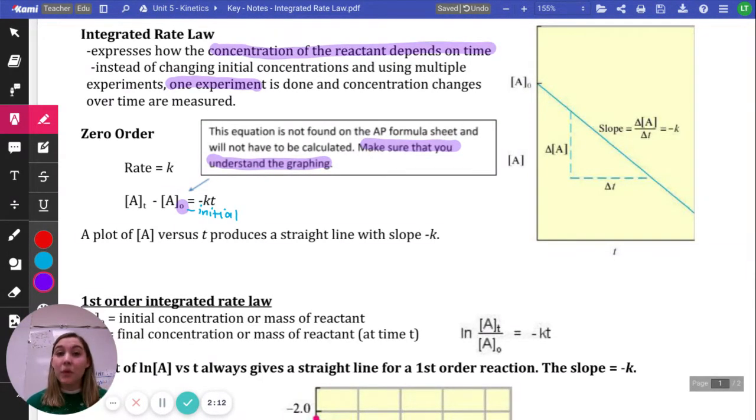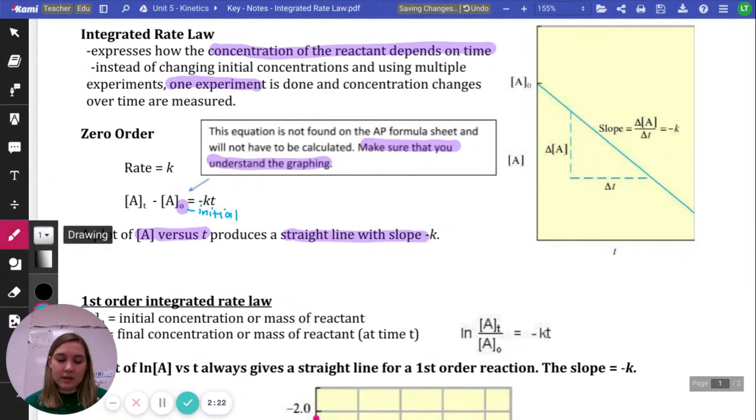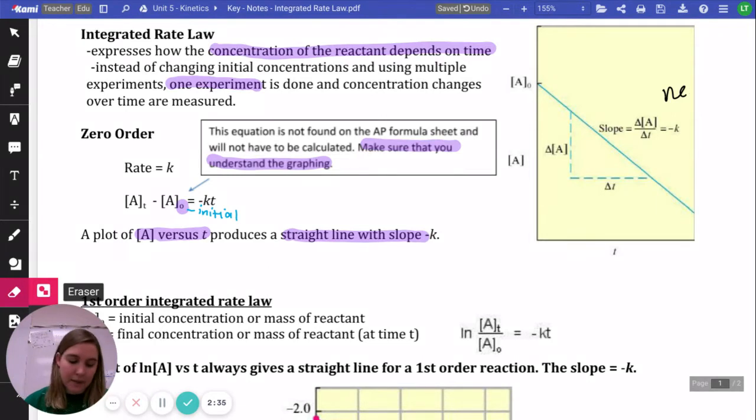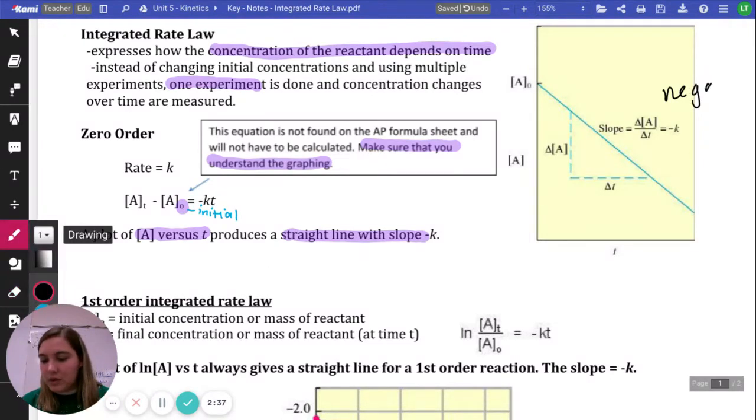So for our 0 order, a plot of concentration of A versus time should produce a straight line with a slope of negative K. We are looking for that straight, linear relationship, and the big thing is that it does have a negative slope as well. So our slope is equal to the negative of our rate constant. For 0 order, concentration versus time produces that straight line with a negative slope.